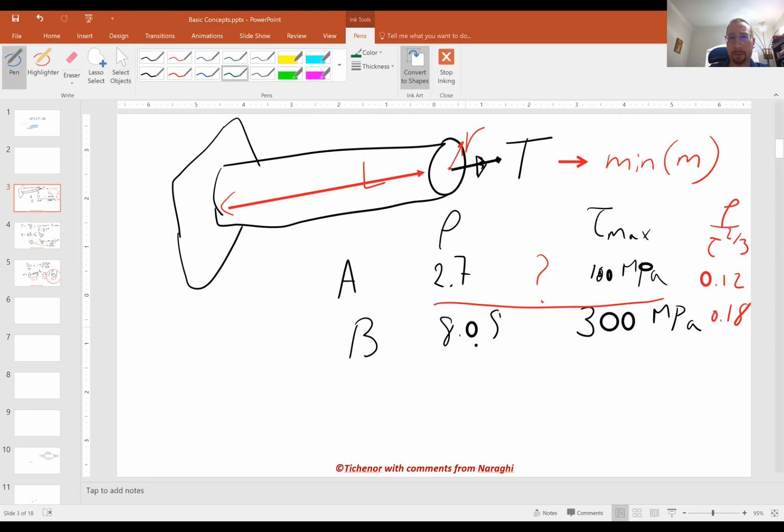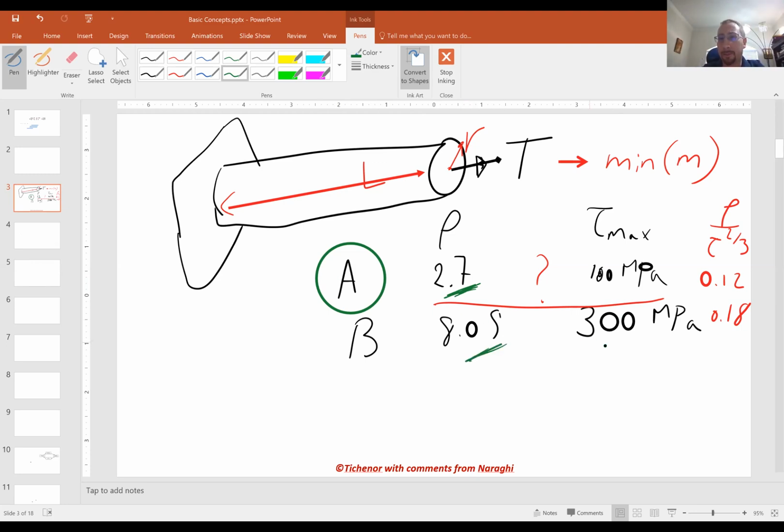Now, a tricky question. What material is A? What is B? Who knows that? Is it aluminum and steel? Aluminum. Yeah. Good. Excellent. Aluminum and steel.